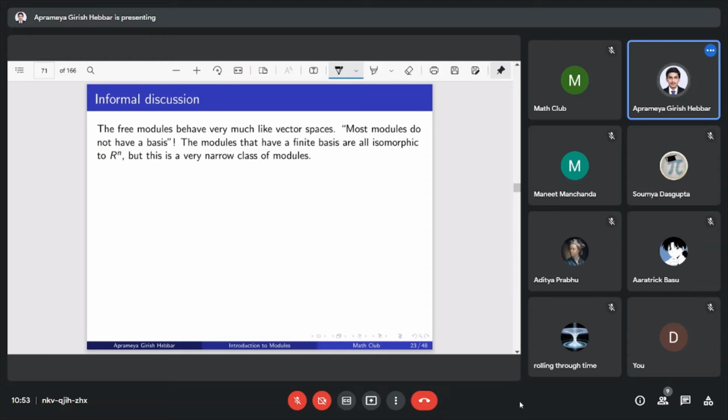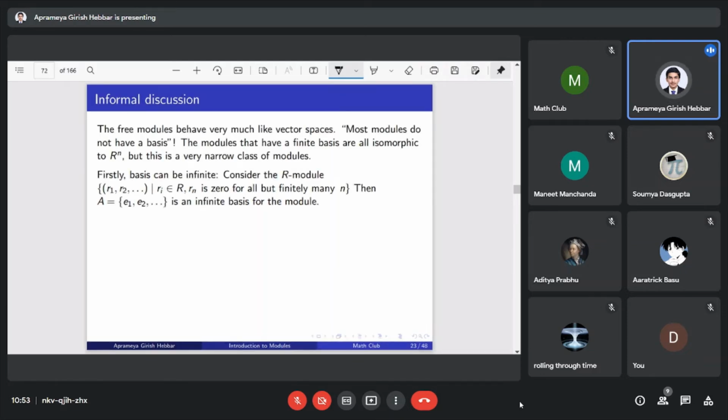The free modules behave very much like vector spaces, since we already proved that V is isomorphic to Rn, and you can derive many theorems in vector spaces. You can just transfer them to free modules, but it turns out that most modules do not have a basis, because we impose three big conditions. The modules that have a finite basis are all isomorphic to Rn, but this is a very narrow class of modules. So firstly, the basis can be infinite. Why? Here is an example.